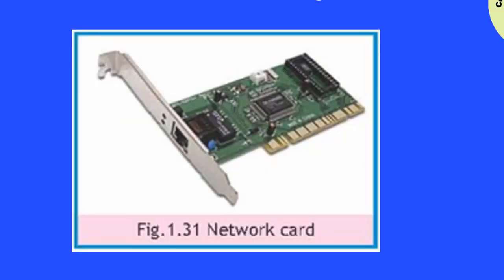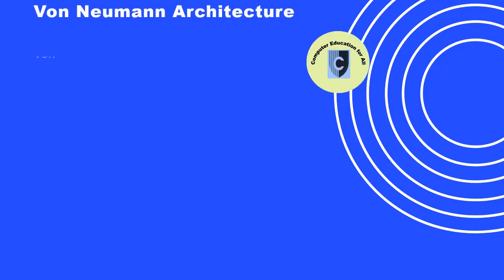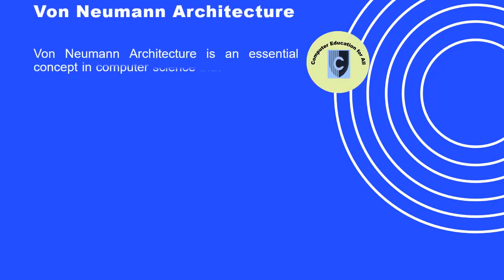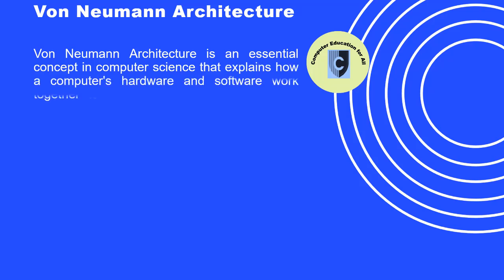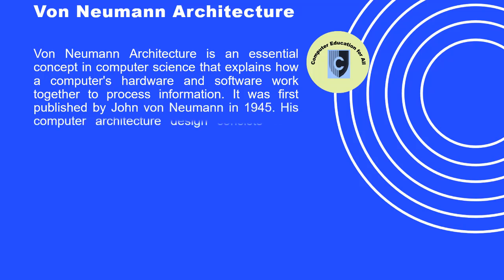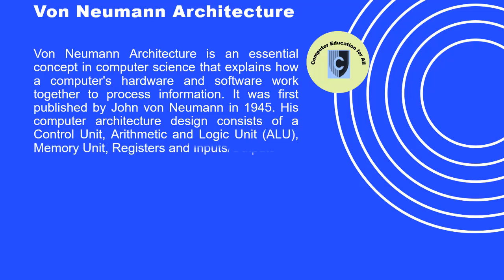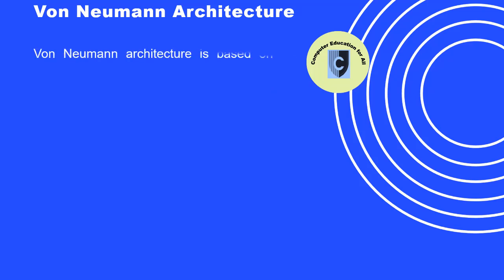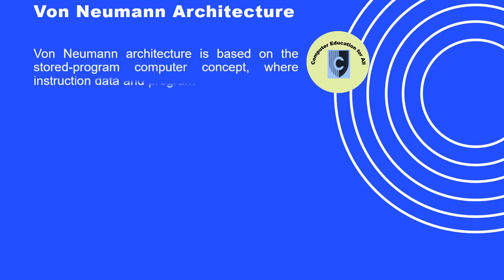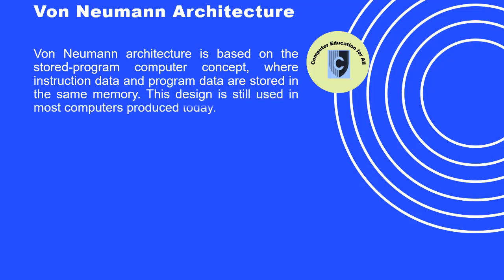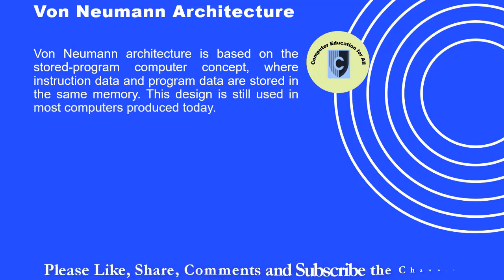1.31. Von Neumann architecture is an essential concept in computer science that explains how a computer's hardware and software work together to process information. It was first published by John von Neumann in 1945. His computer architecture design consists of a control unit, arithmetic and logic unit (ALU), memory unit, registers, and inputs/outputs. Von Neumann architecture is based on the stored program computer concept, where instruction data and program data are stored in the same memory. This design is still used in most computers produced today.